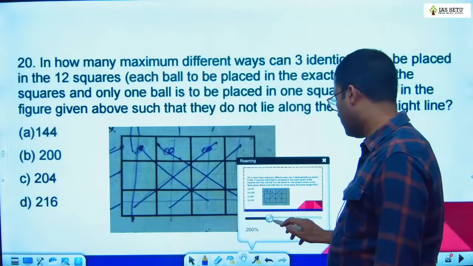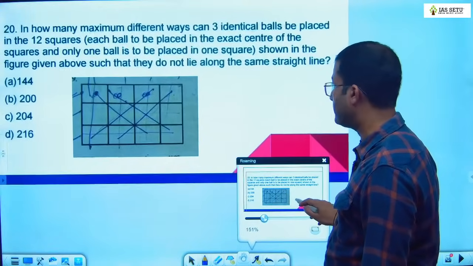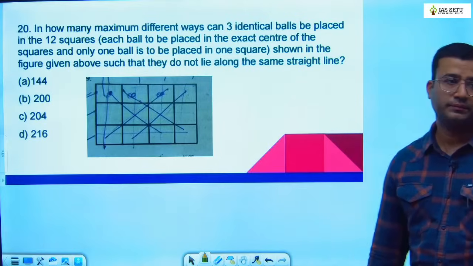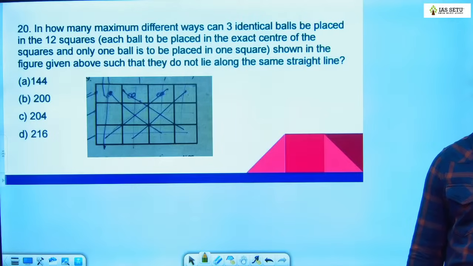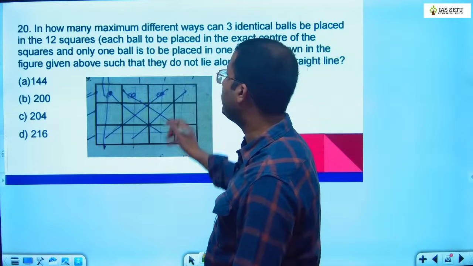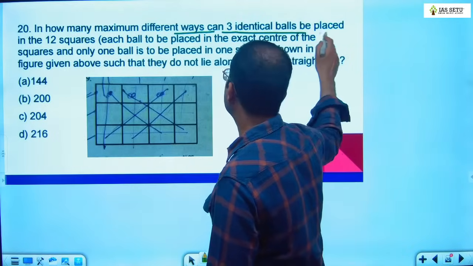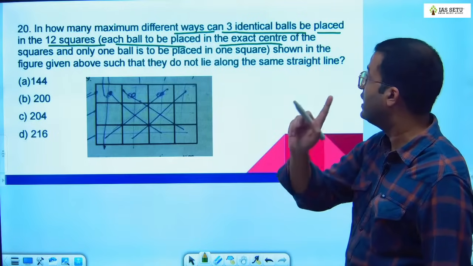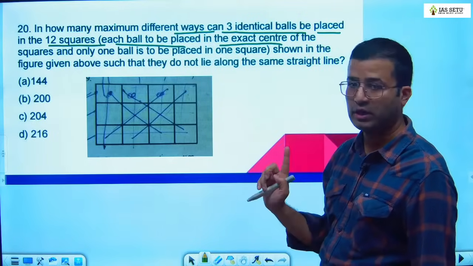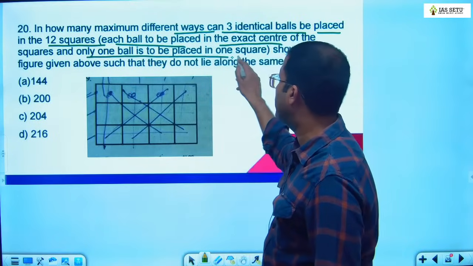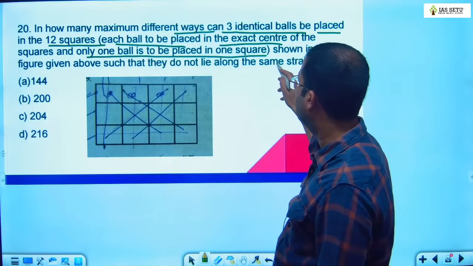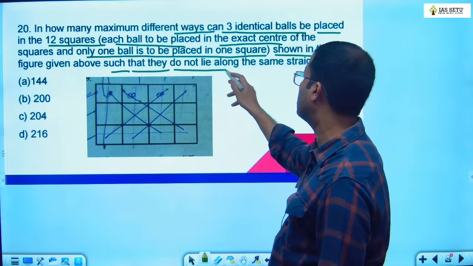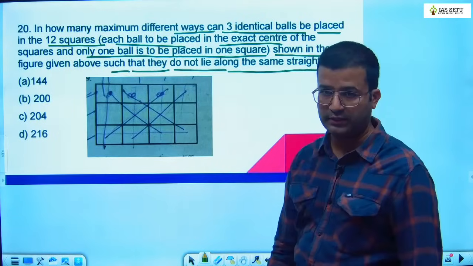Now these are some of the UPSC previous year questions based on P and C that I feel can be asked. It was the coffee-tea type of question, questions of the same style. In how many different ways can 3 identical balls be placed in the 12 squares? Each ball will be placed in the exact center of the square. Meaning we can put only one ball on a square, and only one is to be placed in one square, as shown in the figure given below, such that they do not lie along the same straight line.